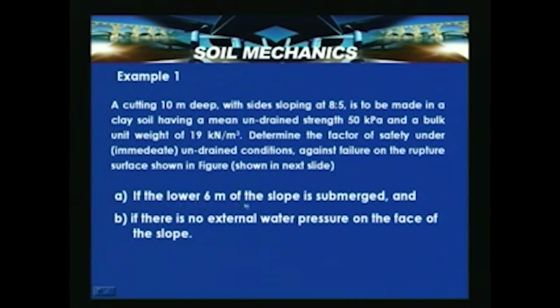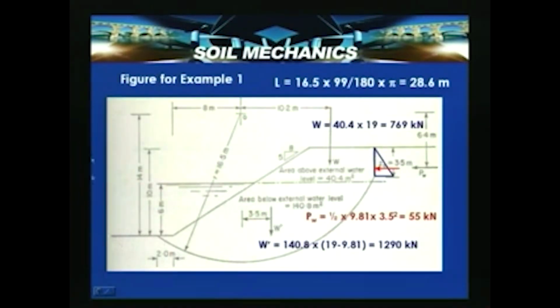If the lower 6 meter of the slope is submerged and there is no external water pressure on the face of the slope. So, in this case, this is the figure for example 1. A cross section of the slope inclination is shown here, 8 horizontal and 5 vertical, and W is the water table. The water is located here as well as here. Suppose there is water located on both sides, then the moment due to water here and here will get nullified. What we need to consider for this portion is the submerged weight of the soil, that is gamma sat minus gamma w.